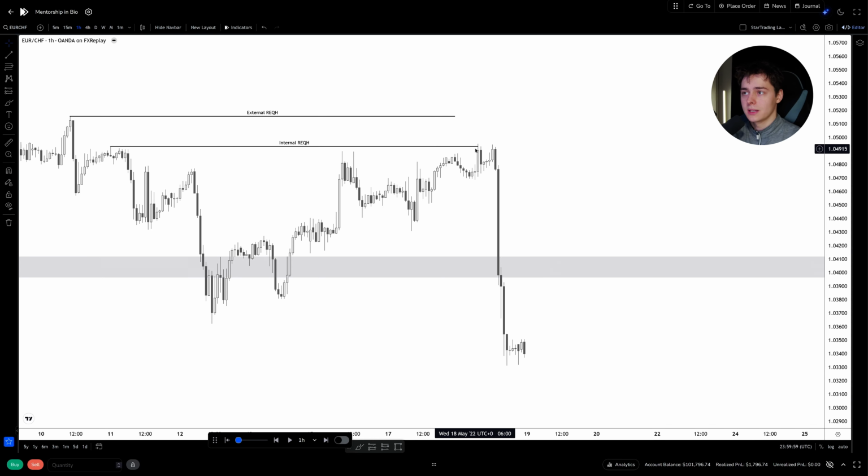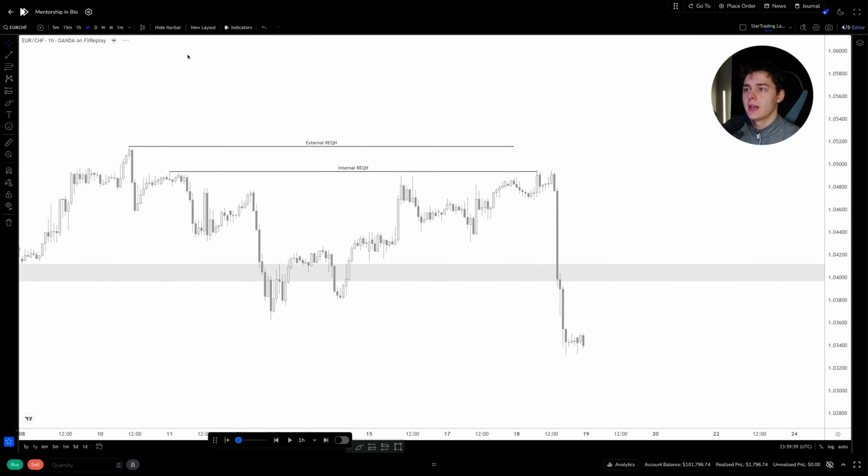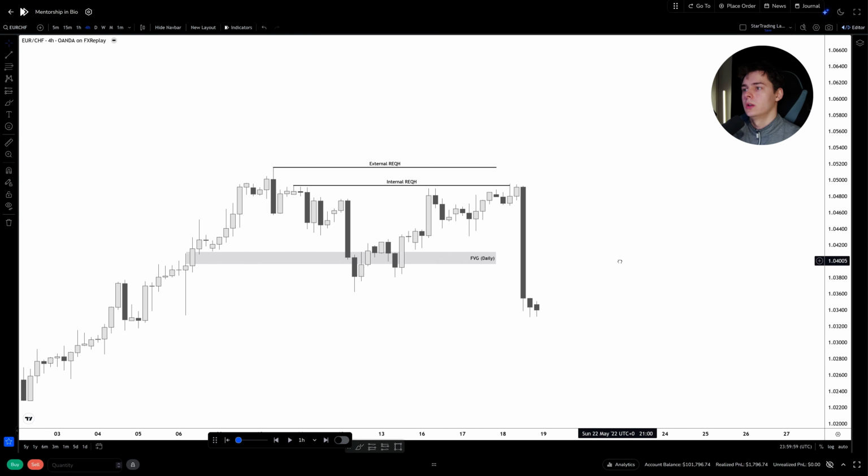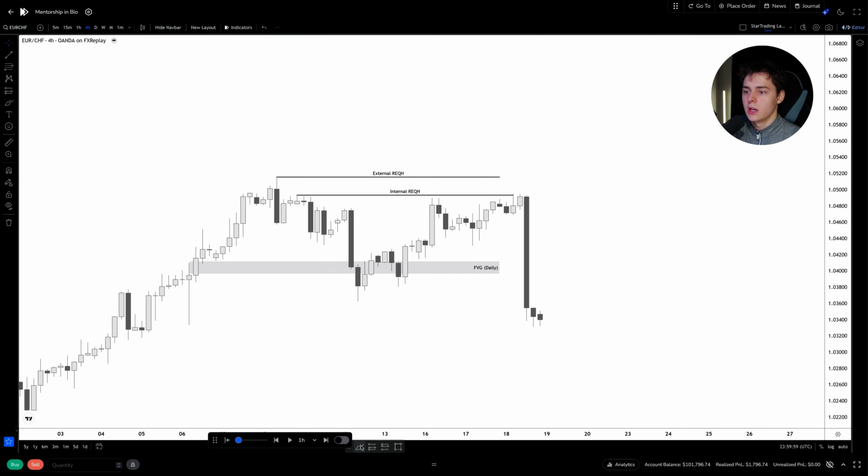Now we have traded massively lower, have taken out the internal relative equal highs. And this is exactly what I've told you in the very beginning of the video. Remember, guys? When you have relative equal highs for the internal and also for the external, you always just want to aim for the internal relative equal highs.